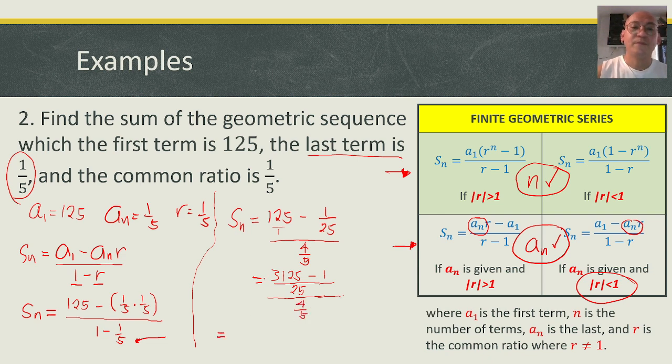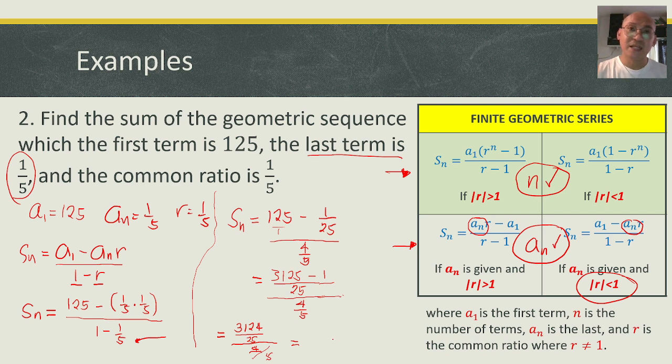Alright, continue. 3,125 minus 1 is 3,124, divided by 25, all over 4/5. I'm having a problem with my pen. Let's just slash 4/5. Alright. By dividing fractions, we all know that the rule in dividing fractions is, first we need to get the reciprocal of our denominator, which is 4/5. So its reciprocal is 5 over 4.